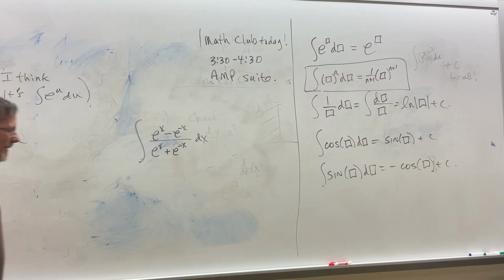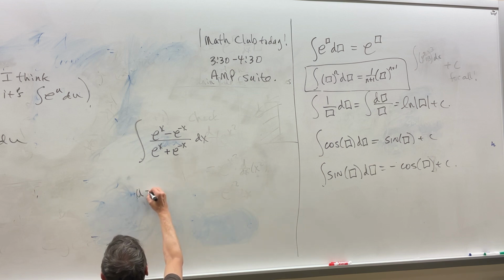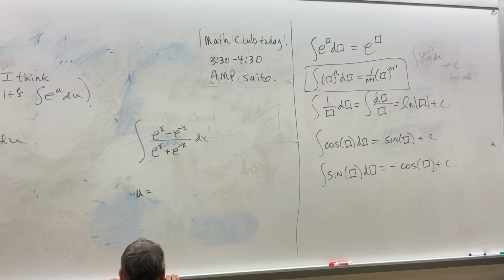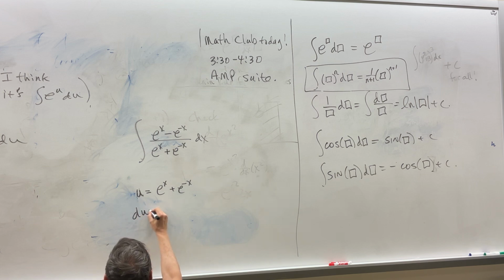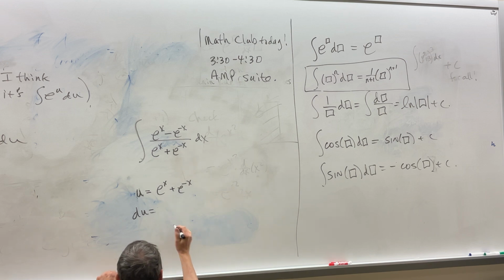All right, we only got a couple of minutes left. Somebody tell me what I should let u be. The bottom part. What is that? e to the x plus e to the negative x. Yes, thank you. The denominator, I should have said. I just wanted you to tell me the expression, so it was good. What's du? You don't subtract.